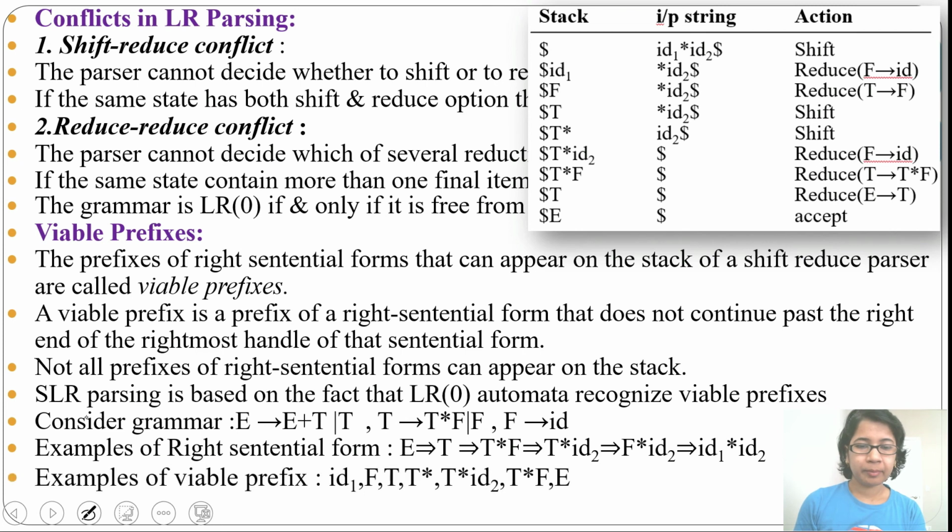Now what are the viable prefixes? ID1, F, T, T multiplication ID2, T multiplication F, E are viable prefixes. So you can say not all prefixes of a right sentential form are viable prefixes. The prefixes that can appear on the stack are called viable prefixes.